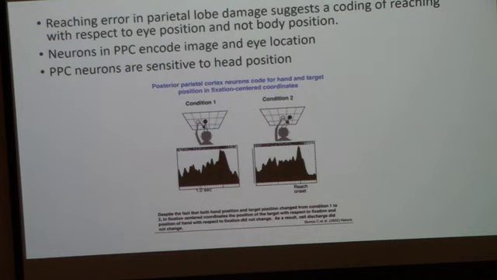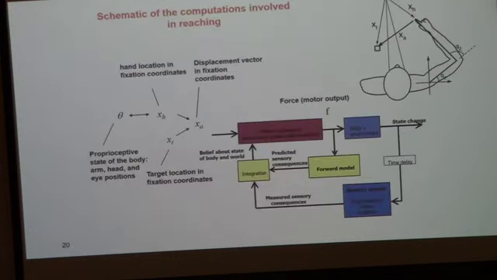Over here, you see that both the hand position and the target position are changing in that example, but the PPC neurons don't show much of a change in activity, because in fixation center coordinates it's only showing the relative difference. It's coding the relative difference between the target and the hand position. So, this is regarding the reaching.